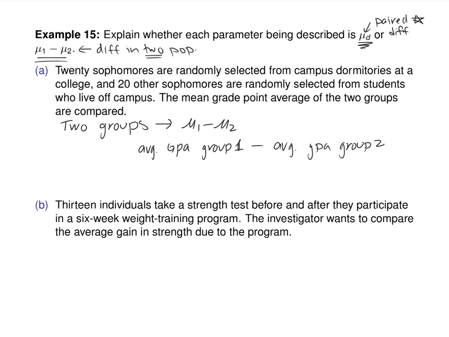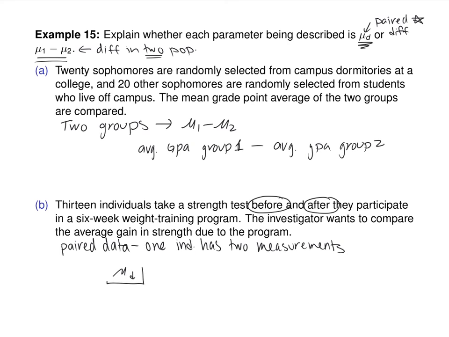So 13 individuals take a strength test before and after they participate in a 6-week training program. Now the big hint there is before and after. The investigator wants to compare the average gain in strength due to the program. Well, because we have two measurements on one person, there's an obvious pairing. You can pair their before and their after. So this is paired data. One individual has two measurements. And the symbol for that is mu sub d.